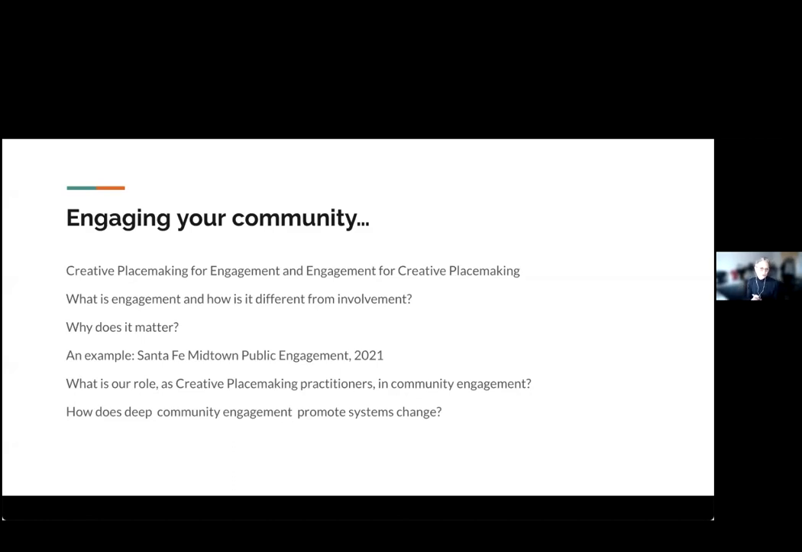This is a general outline, and we'll talk a little bit about creative placemaking as engagement and engagement for creative placemaking. What is engagement? Why does it matter? And how does it lead to systems change? And most importantly, what is our role as creative placemaking practitioners in community engagement?